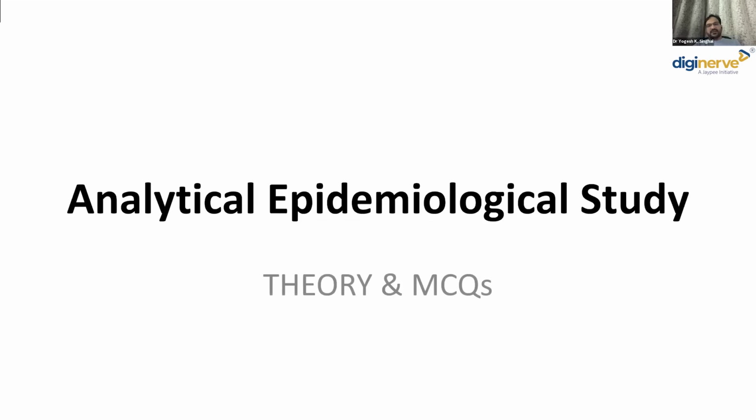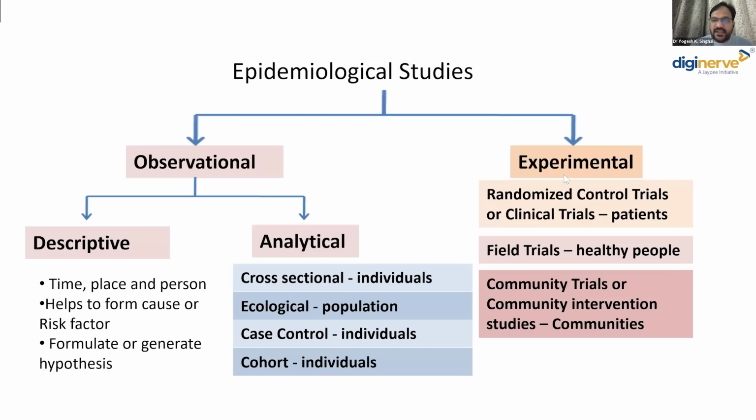And now we have reached analytical epidemiology. We have already discussed the different types. I have already told you that epidemiological studies are observational and experimental. In observational, we have descriptive and analytical. In descriptive, we formulate the hypothesis. In analytical, we have 4 types, CCCE: cross-sectional, case control, cohort, where we have the individual as the study population, and ecological, where we have the population as the study population.